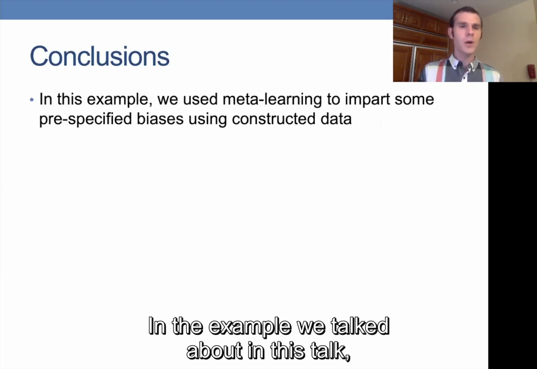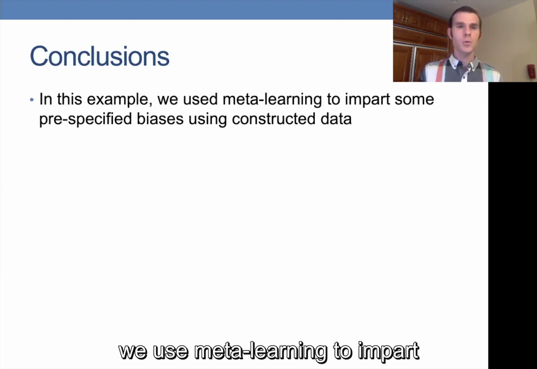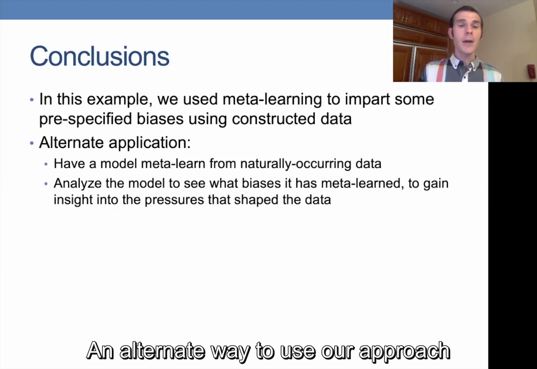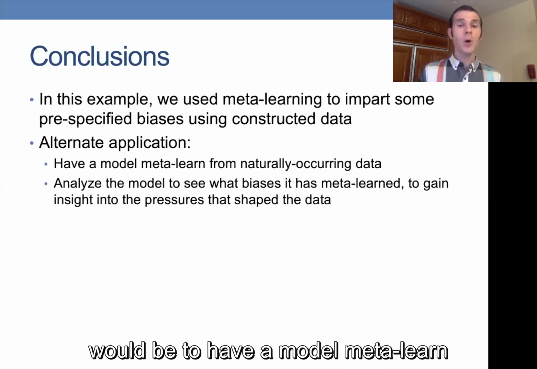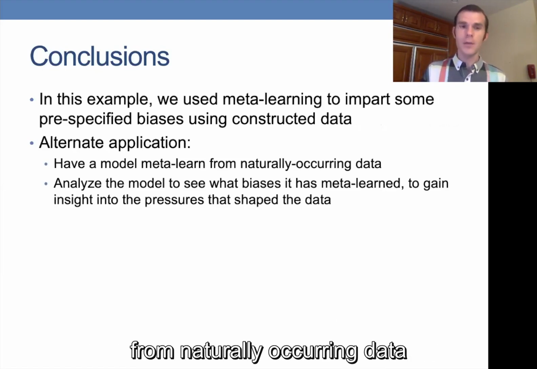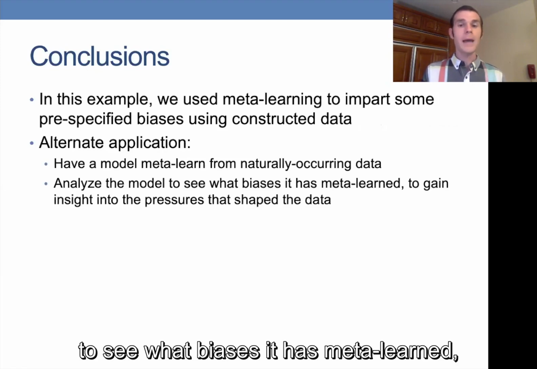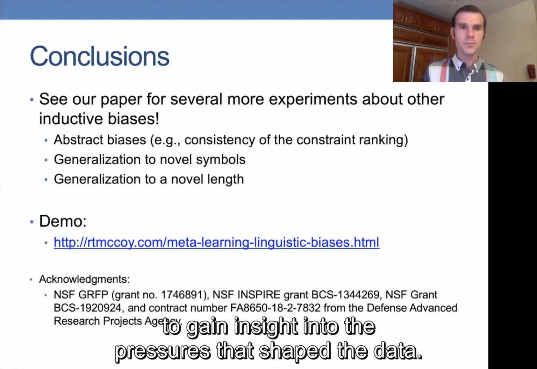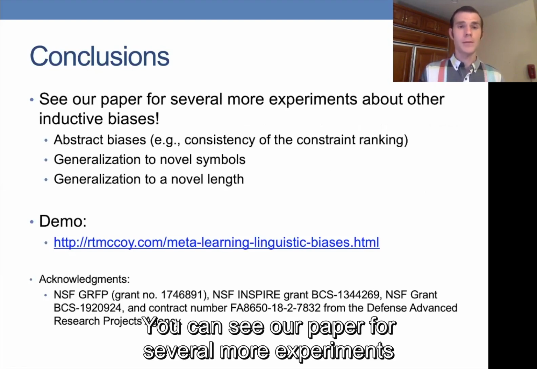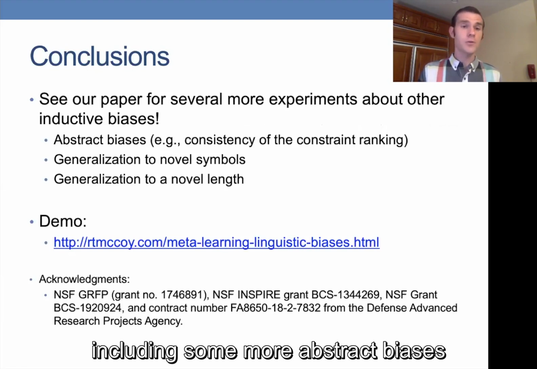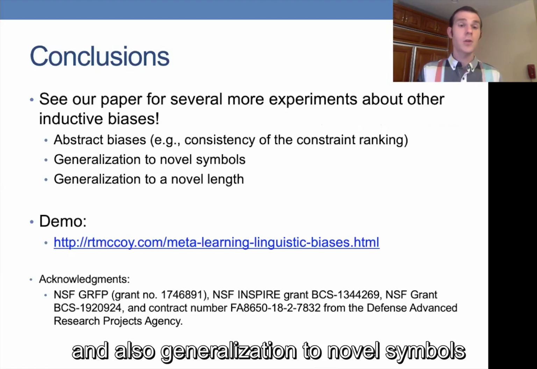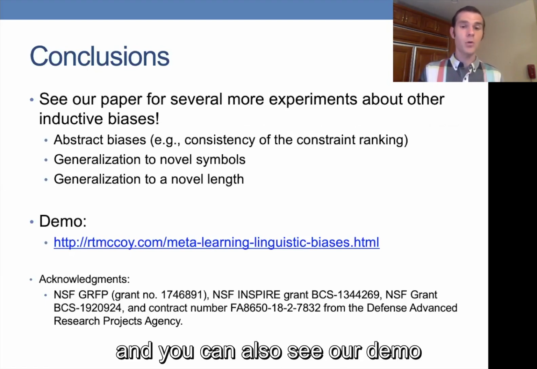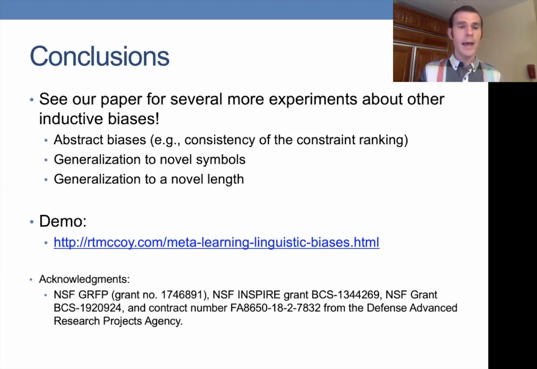In the example we talked about in this talk, we use meta-learning to impart a set of pre-specified biases using constructed data. An alternate way to use our approach would be to have a model meta-learn from naturally occurring data and then analyze the model to see what biases it has meta-learned to gain insight into the pressures that shape the data. You can see our paper for several more experiments about other inductive biases, including some more abstract biases and also generalization to novel symbols and a novel length. And you can also see our demo that was used earlier as an example at the project website.